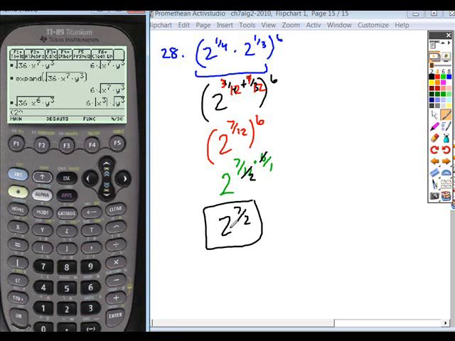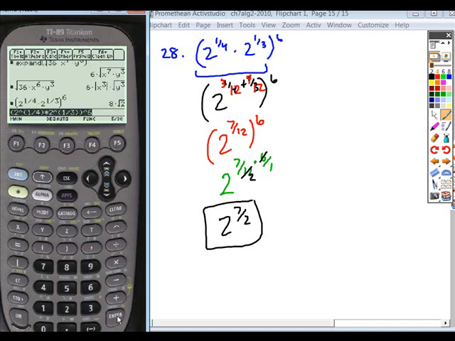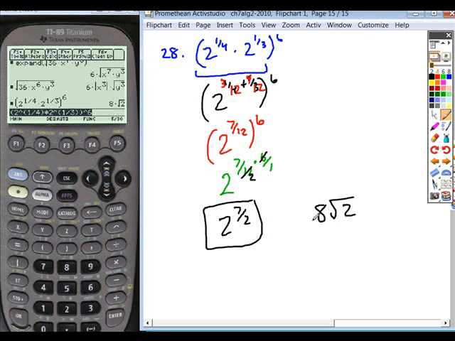So if we took 2 to the power of, in parentheses, 1/4, times 2 to the power of, in parentheses, 1/3, close that whole thing off and take it to the power of 6, in this particular case, we get 8√2. If I was asking you to simplify this and I asked you to put it in rational power, my expectation is that you're going to have this form.